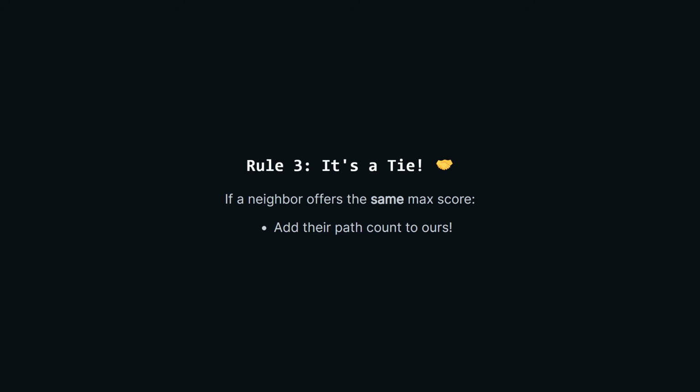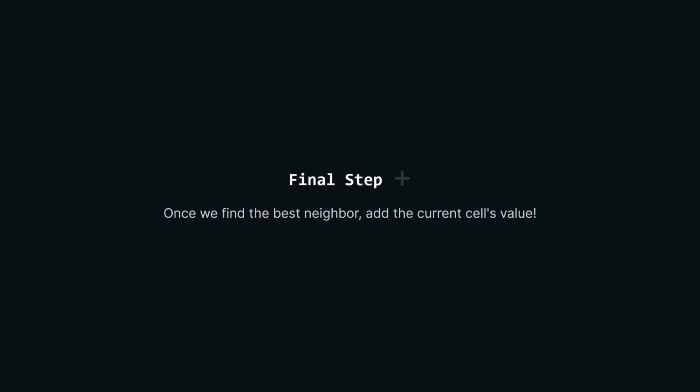Rule 3. This is the cool part. If a neighbor offers a score that exactly ties our current best, we just add their number of paths to our running total of paths for this cell. Once we have evaluated all three paths in, we just take that best score we found and add the actual number sitting on the square we are currently standing on.